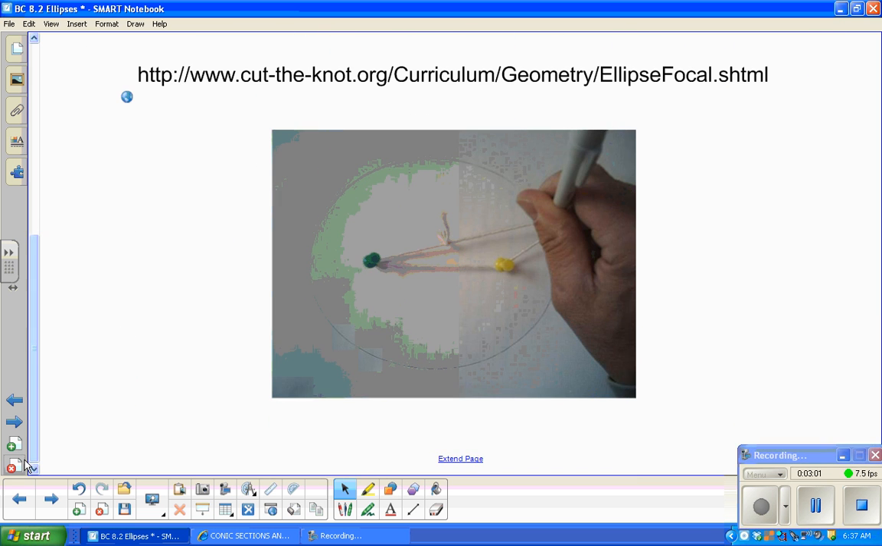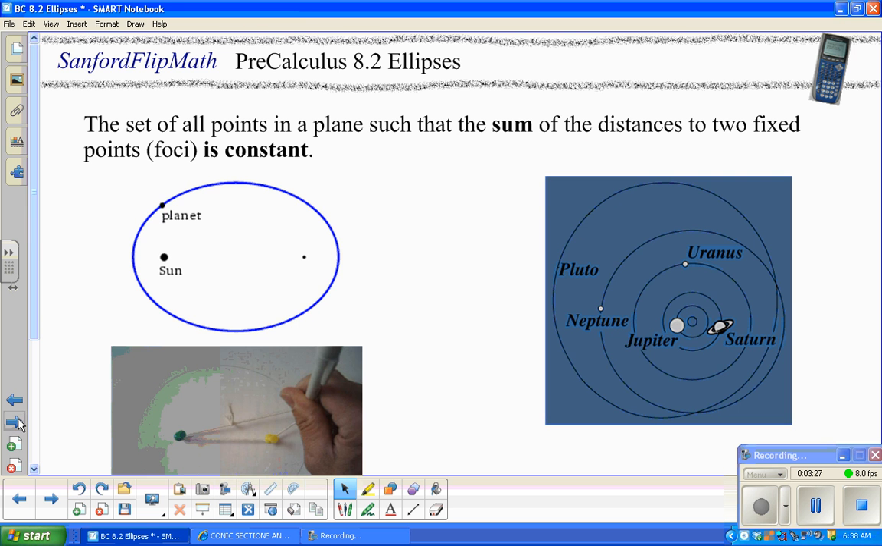This is a picture of what some people do on a bulletin board. It's a little tricky, but again, here's that D1, here's D2, and that pen point or pencil point is on the ellipse. And if you do that carefully, then that string maintains that constant distance as you go all the way around. So that's the idea there.